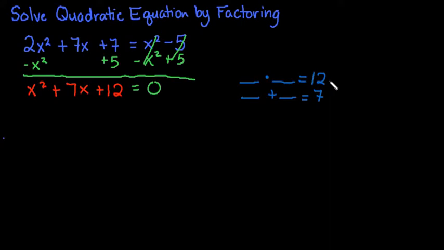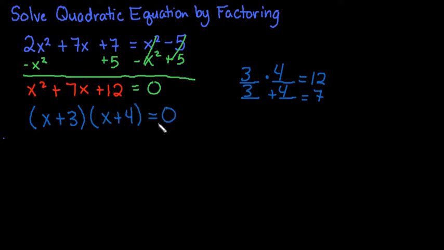Some possible factors of 12 are 1 and 12, but if I add 1 plus 12, that gives me 13 and not 7. If I try 6 and 2, adding them together gives me 8 and not 7. We're getting closer. The last one that we can look at is 3 and 4. We know that 3 times 4 is 12 and 3 plus 4 is 7. So this factors into the expression x plus 3 times x plus 4.